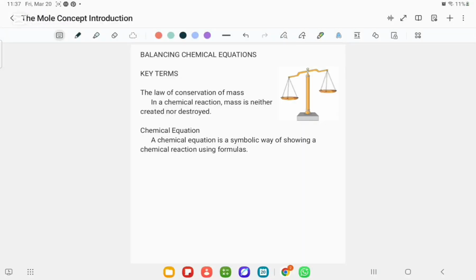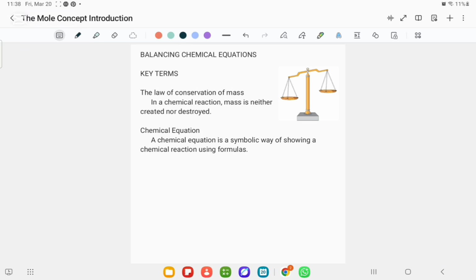This is Montfort ChemPath, and today we will be looking at part two of the mole concept series. Today's topic will be covering balancing chemical equations. Balancing chemical equations is a very important topic, especially when we're looking at the mole concept, right?